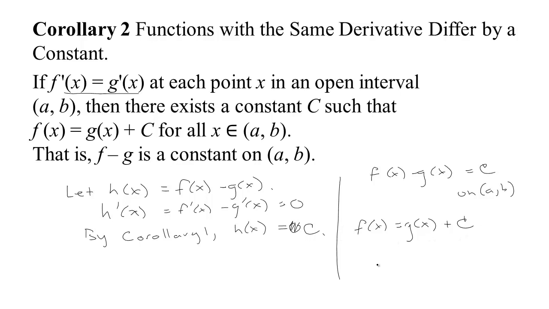And that's what the theorem says, right? So we just assumed that this was true. The two functions had the same derivative on that interval, and we figured out that the hypothesis was true, that the two functions just differ by a constant.